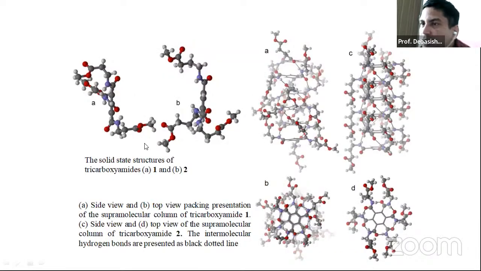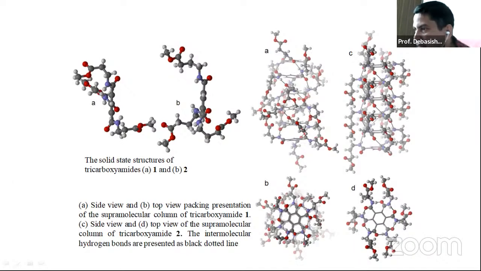And finally, we got the solid state structure of this compound, and it appears that when it is beta alanine, this compound stacks on top of each other to form a hydrogen bonded helical structure, or we can say a columnar structure. And this is from the side view, and this is from the top view. For the second compound, the gamma aminobutyric acid containing compound, here also we see that the molecules self-assemble on top of each other to form a columnar structure.